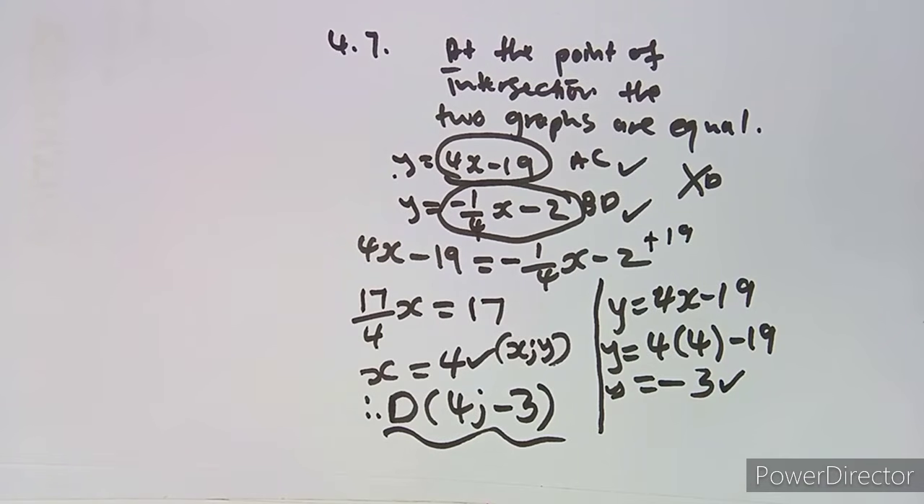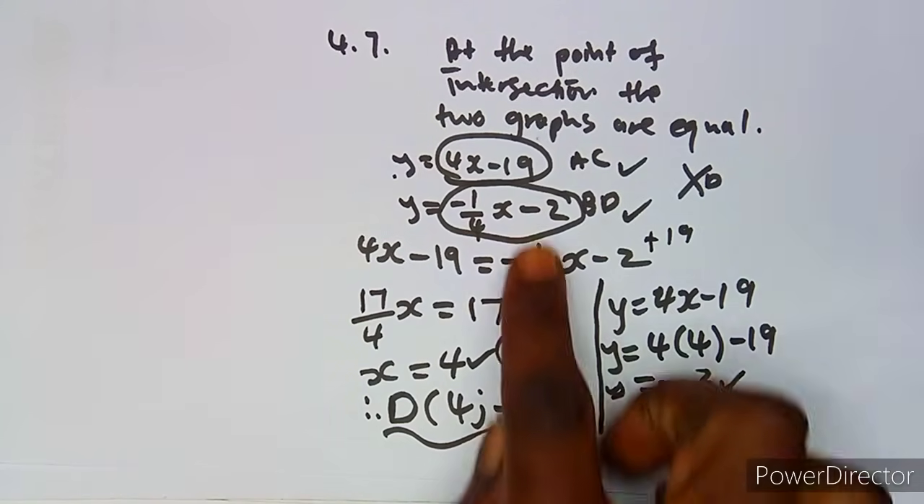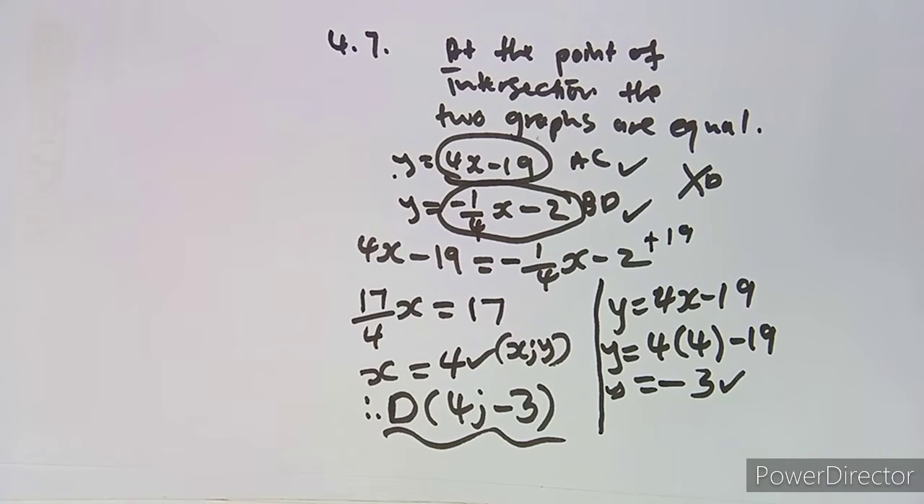So that's how they ask these questions. To find a point at the intersection of two straight lines, what are you simply doing? You are solving the equations. Why? Because at the point of intersection, take note, the two graphs are equal, which means the two equations are equal because these graphs are represented in the form of an equation. So you are simply solving the given equations simultaneously.